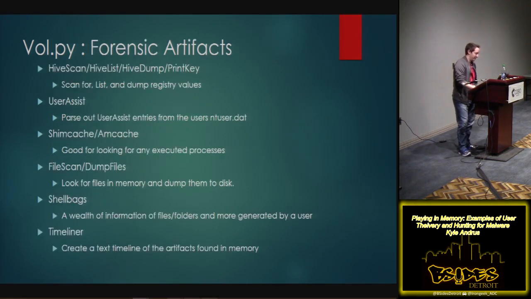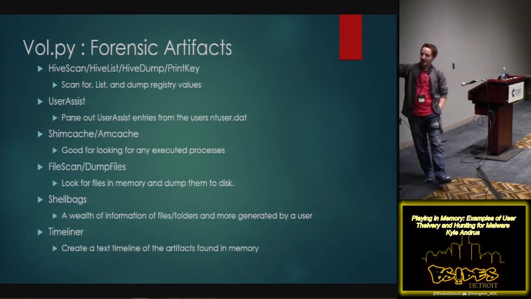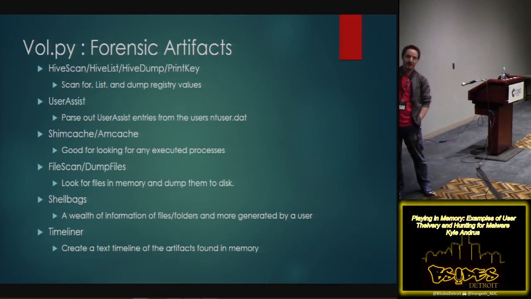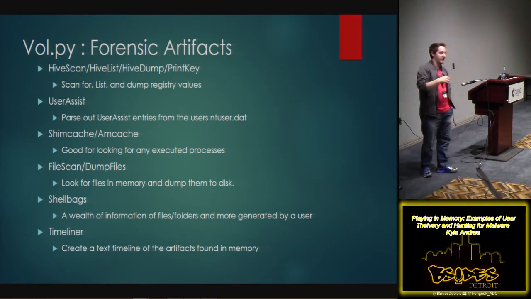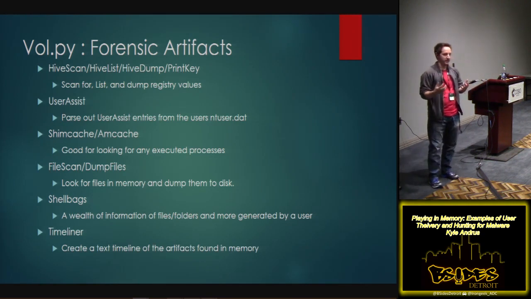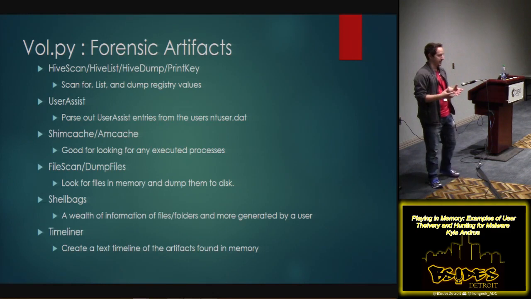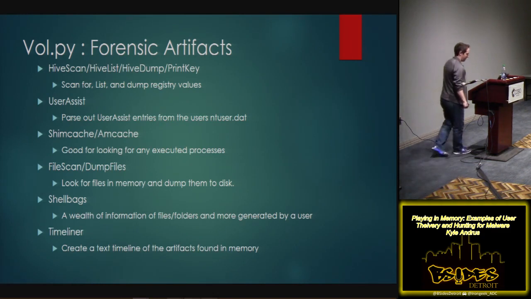Some other good artifacts to know about. If you're doing anything in the registry, you have hivescan, hivelist, hivedump, and printkey. Those all allow you to look for registry hives that are in the memory image, and you can dump them to disk. You're not going to get a full hive like you would from a hard drive, but you'll get enough data that you could parse it and get some good information from.